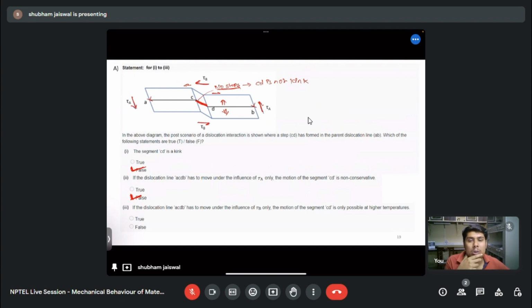Okay. So, under the application of tau B, the CD will change its plane. As it is the edge dislocation, to move an edge dislocation out of the plane, it follows the mechanism known as climb, and it is a temperature dependent mechanism. So, this statement is true. So this is the first question.